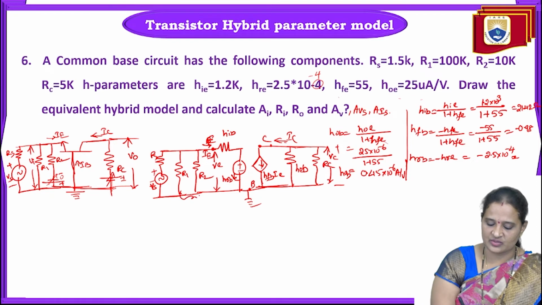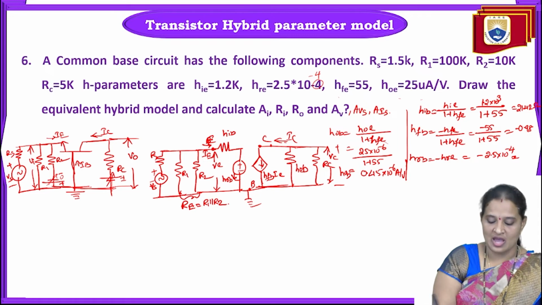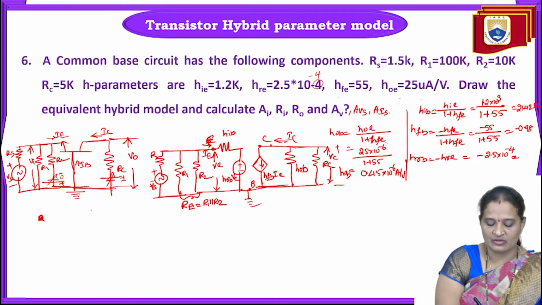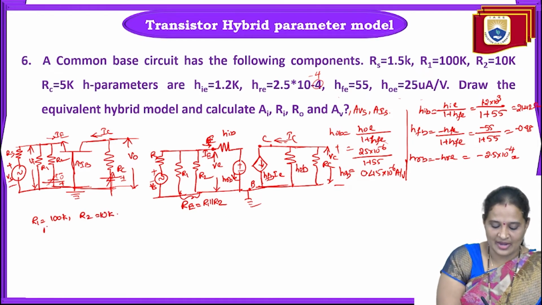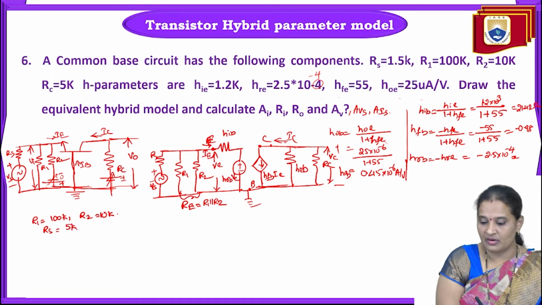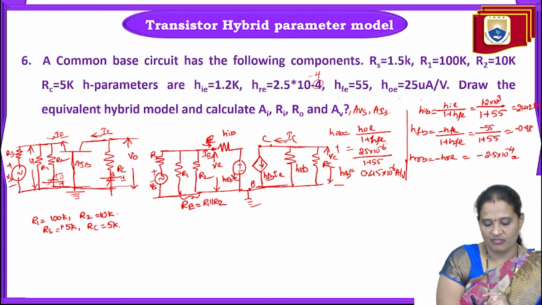So this is my circuit. These are the two resistors connected in parallel, and I am considering the parallel combination of R1 and R2 as RE. All the values are given. R1 is 100K, R2 is 10K, RS is 1.5K, and RC is 5 kilo ohms.